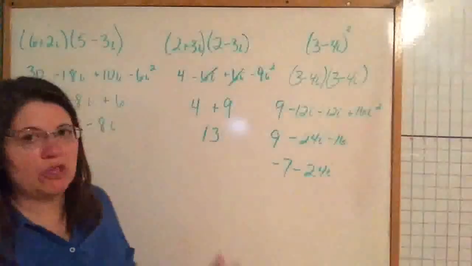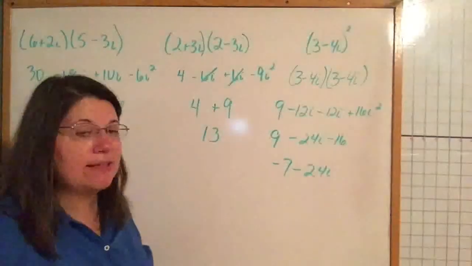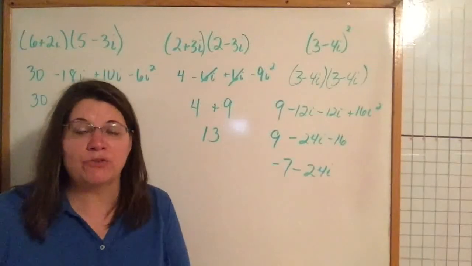And again, you could switch it. You could say that's negative 24i minus 7. It really doesn't matter. Whichever way you like to write it is just fine.